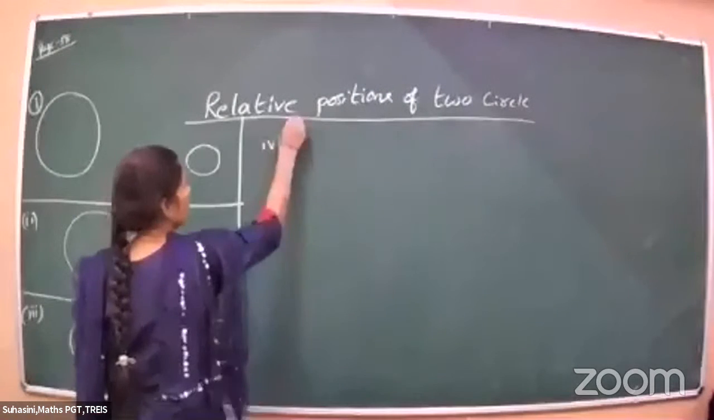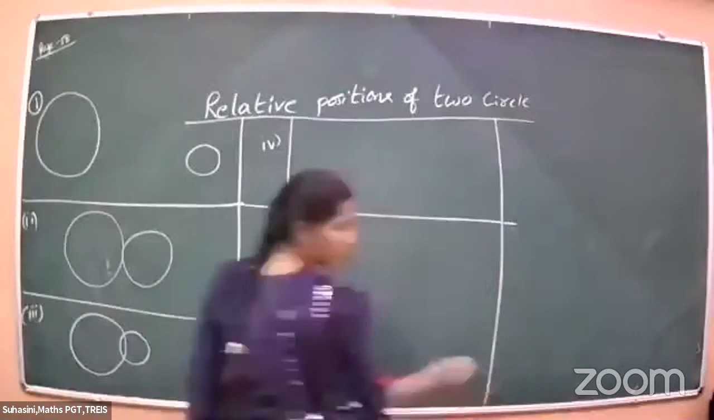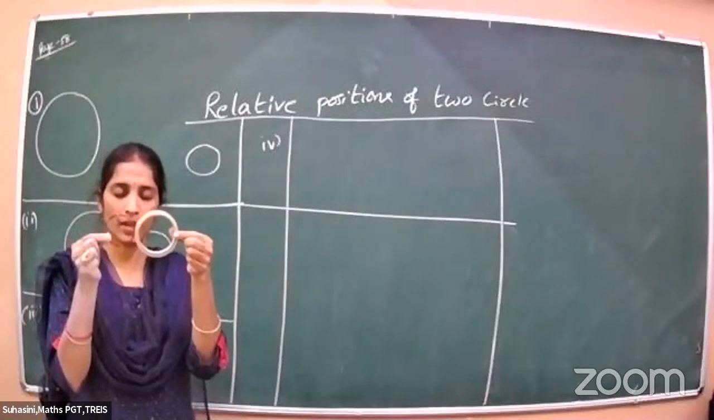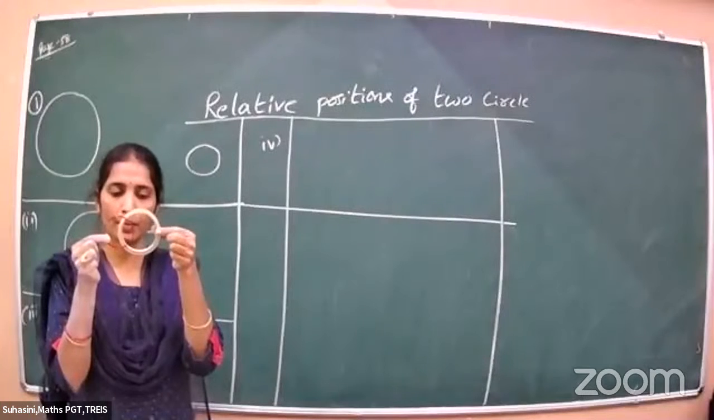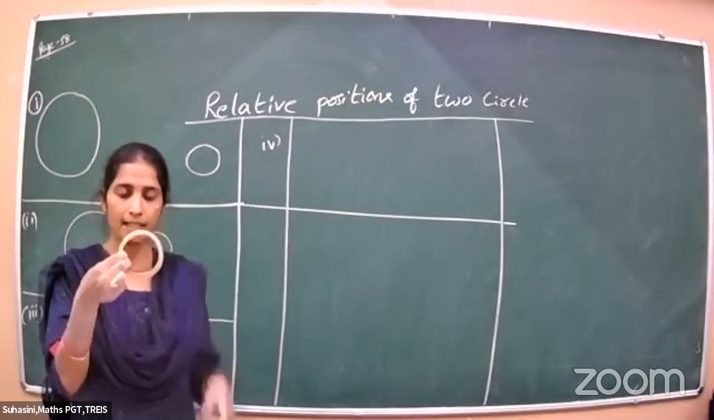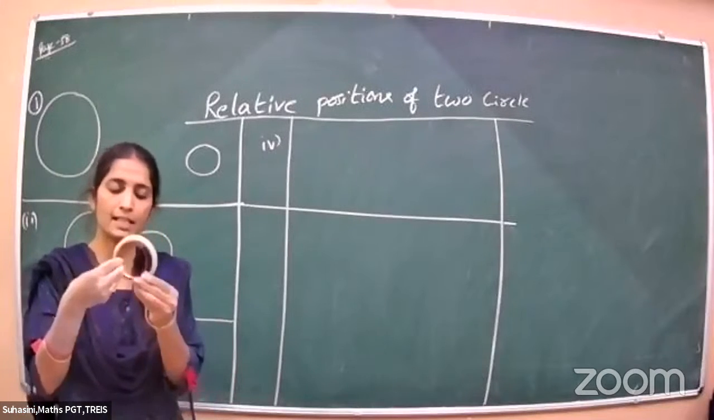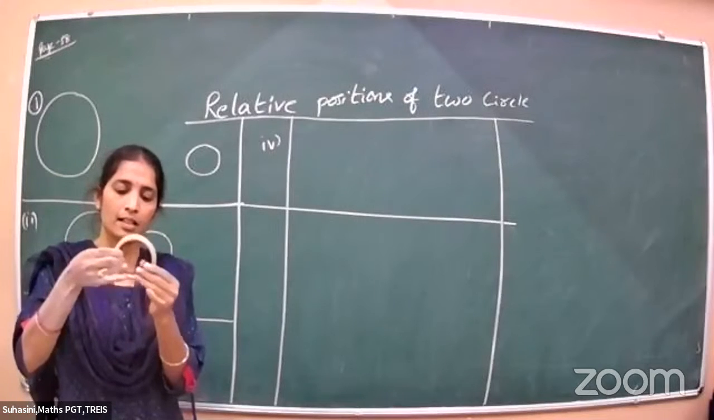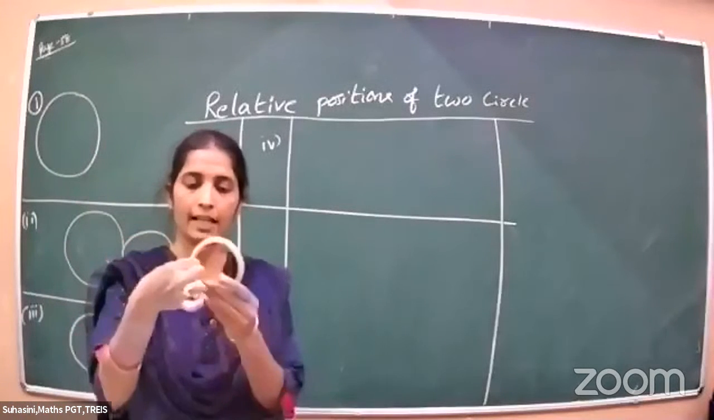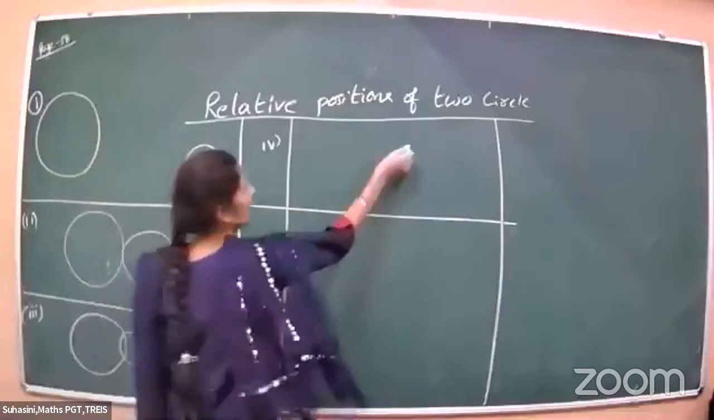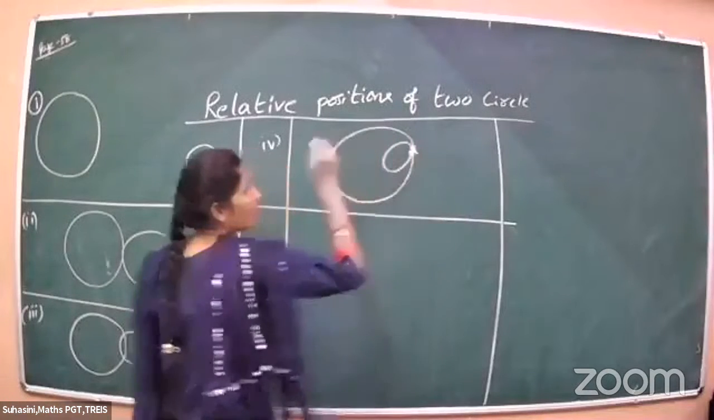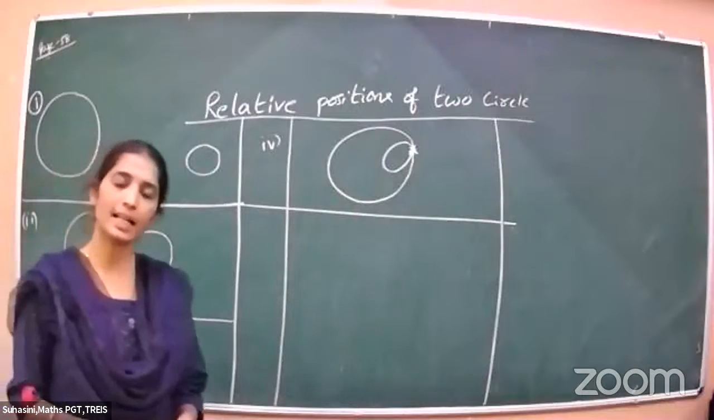And let us see what is the fourth. First case, no points in common. Second case, 1 point in common. Next, 2 points in common. Next, still moving, one circle may completely lie inside the other circle, touching at one end. See, the bangle is inside this. Yes, then the circles touch each other internally. There will be 1 point in common, but one circle lies completely inside the other circle.